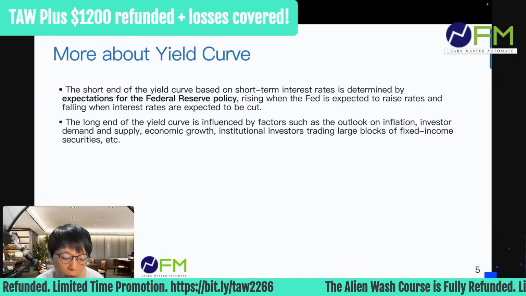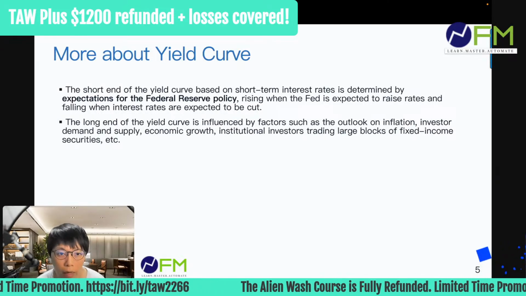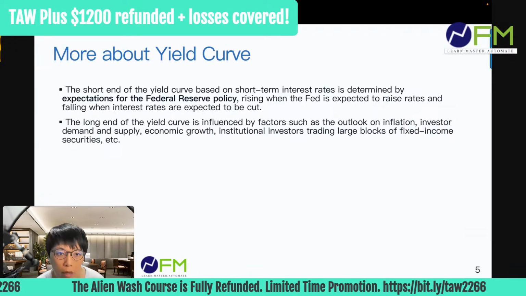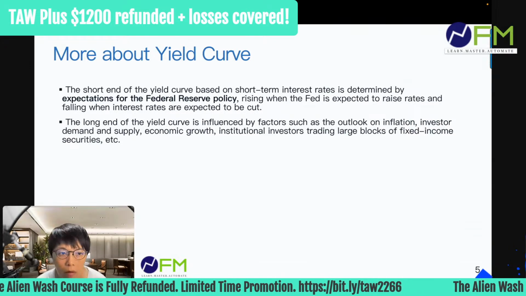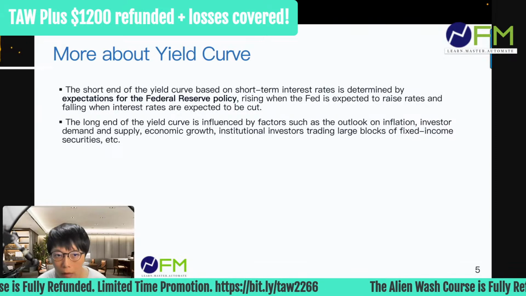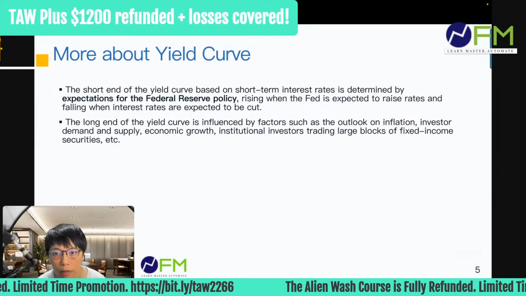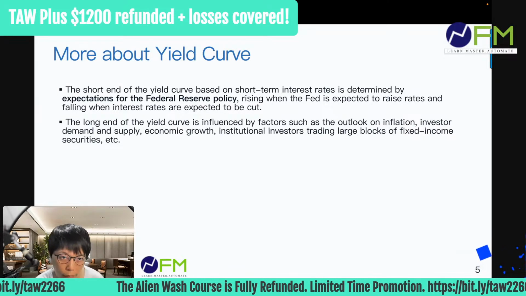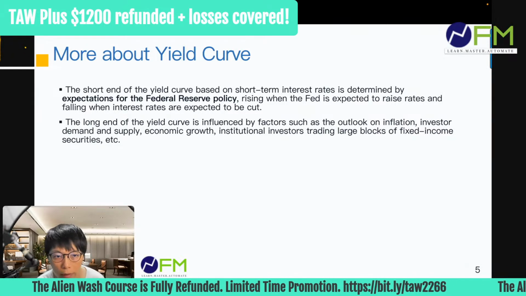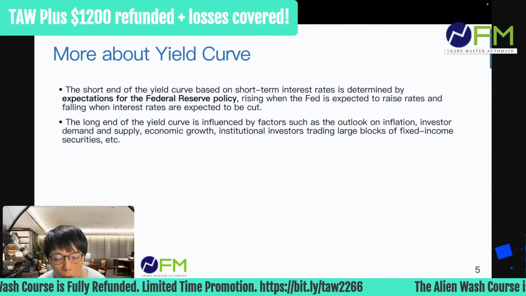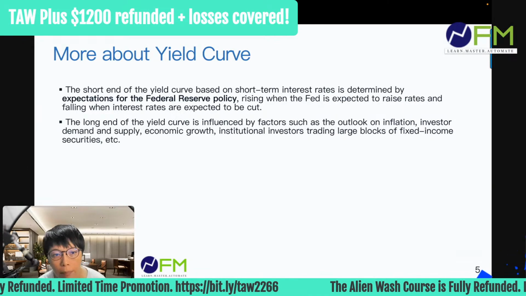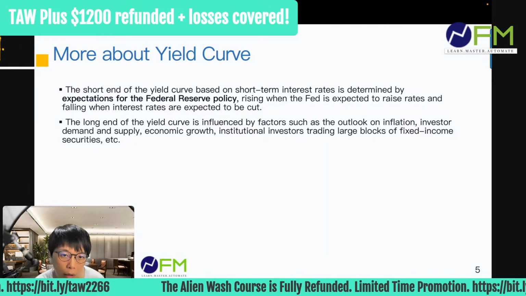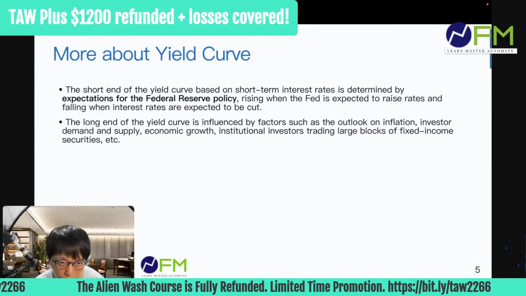Yield is like the interest that you receive when you buy a bond. It's the same thing as the interest that you receive when you put your money in the bank for a fixed deposit. If you take a look at my chart, it says that the short end of the yield curve, based on the short-term interest rate, is determined by the expectation for the Fed policy. Meaning that we have long-term, long-dated bonds, like 10, 20, 30 years, and we have short-dated bonds, like a few months to maybe 1, 2 or 3 years. So this would be the short end of the bond products.